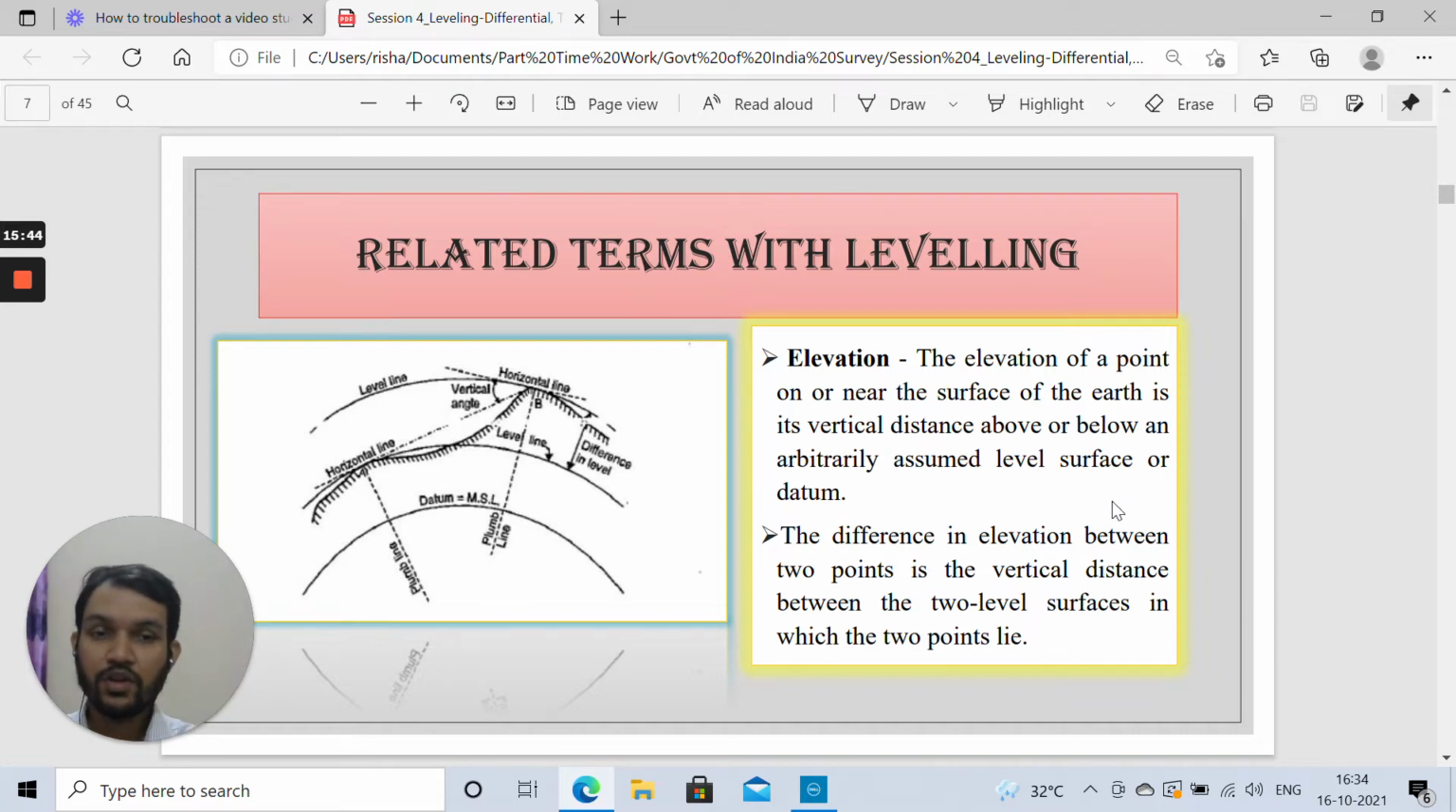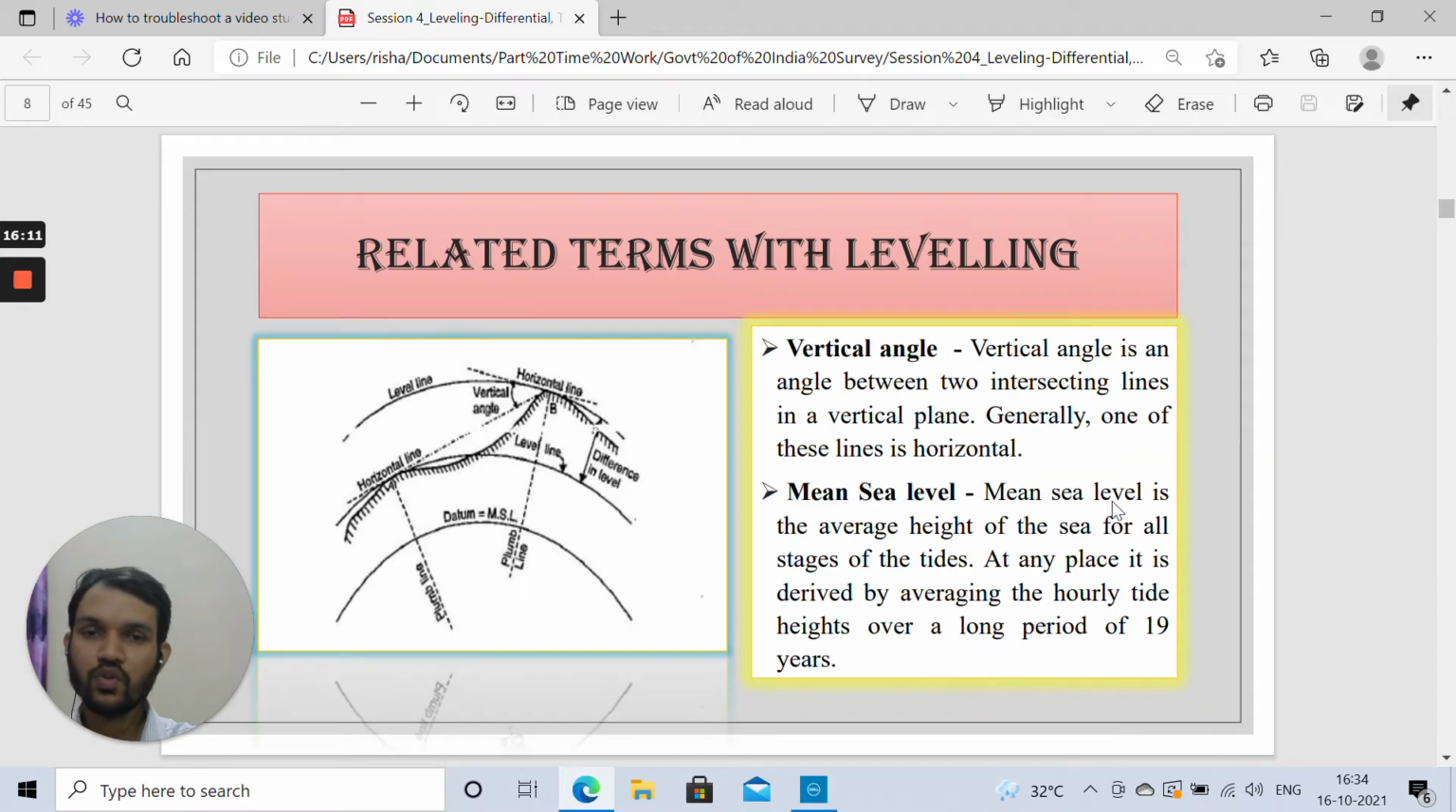Okay, so the difference in elevation between 2 points is the vertical distance between those two level surfaces. Means if we are taking point A and point B, the level surface passing through station A and the level surface passing through station B, the vertical difference between those 2 will give us the actual difference in height, or difference in elevation, between those 2 stations. Okay, so this is the concept through which we can determine it.